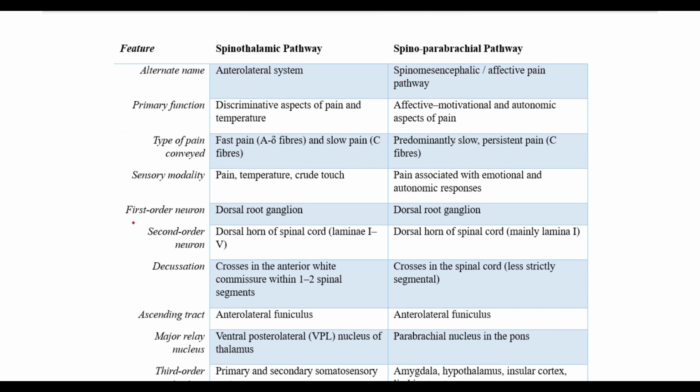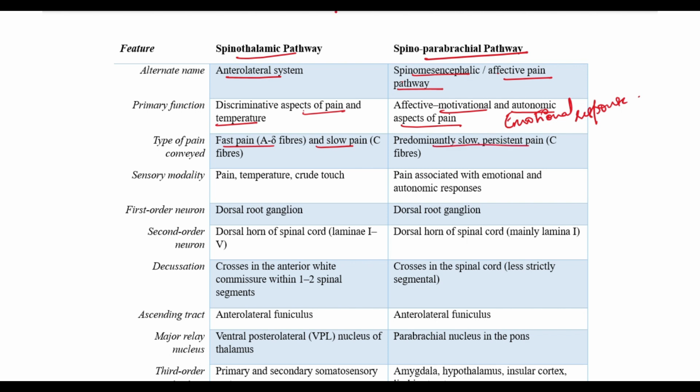Now we'll see the table between the spinothalamic pathway and the spinoparabrachial pathway. So the alternate name of spinothalamic is the anterolateral system, and the spinoparabrachial is the spinomesencephalic and the affective pain pathway. The primary function is it discriminates between the aspects of pain and temperature, and here it is motivational and autonomic aspects of pain, basically the emotional response, as we can say it in an easy way. The type of pain conveyed is by the fast and slow pain fibers, and this is by the predominantly slow and persistent pain by the C fibers.